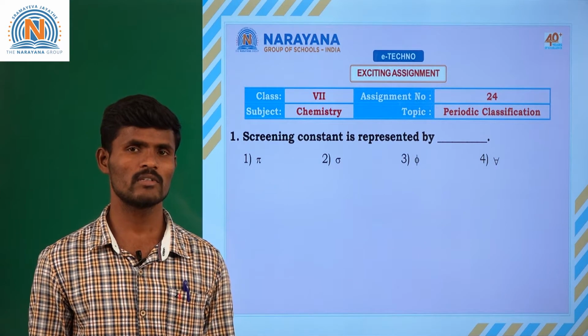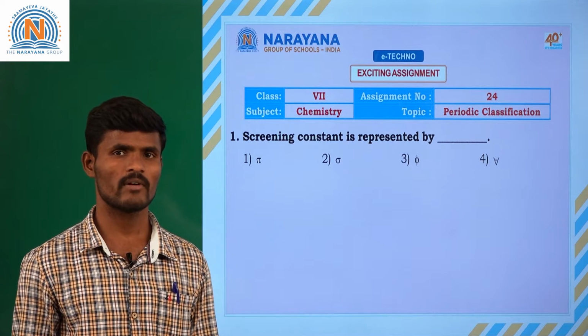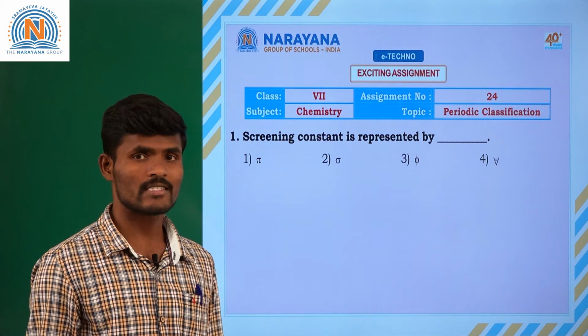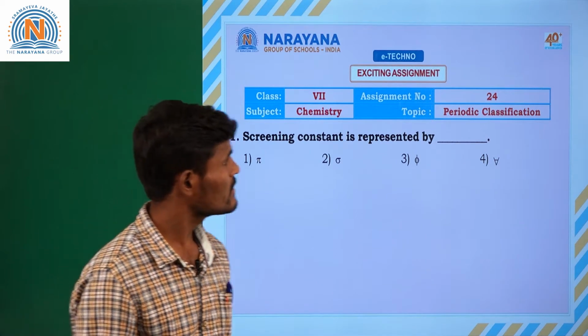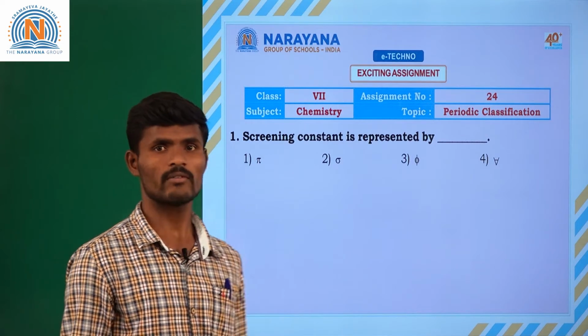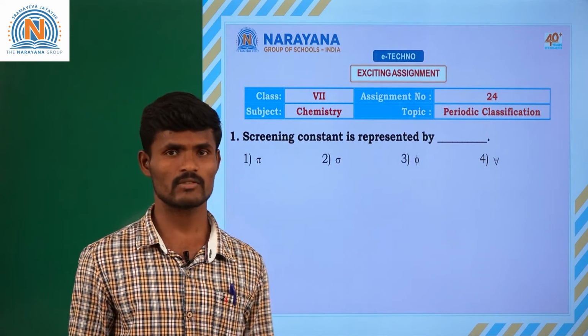Today we are going to discuss assignment number 24, 7th class chemistry. Our topic is periodic classification. In this assignment, in total, we have 5 questions. Now let us discuss one by one.